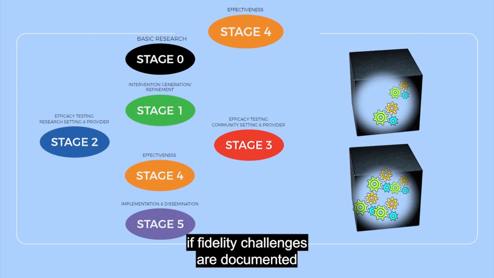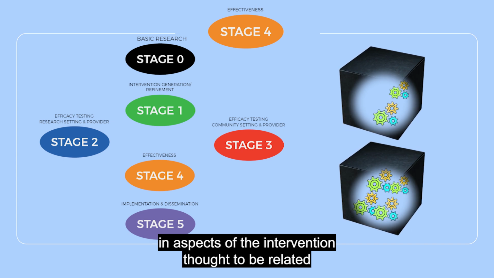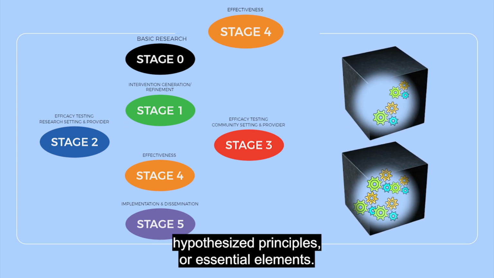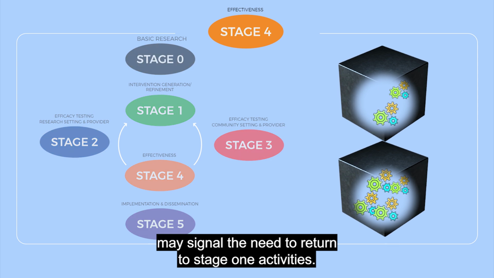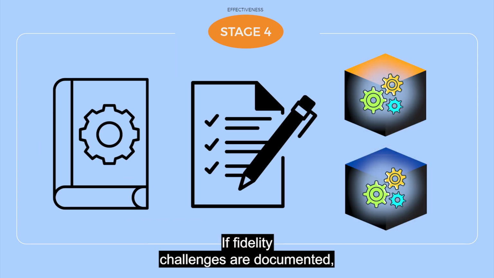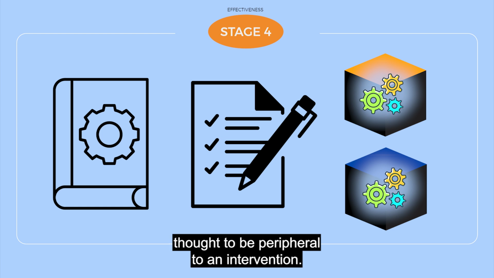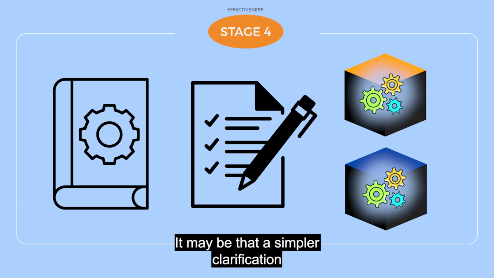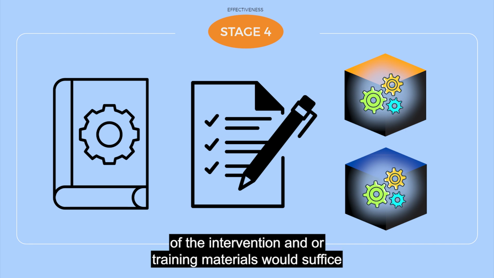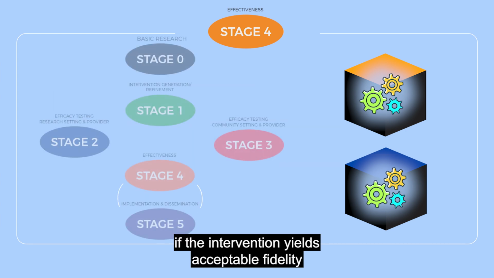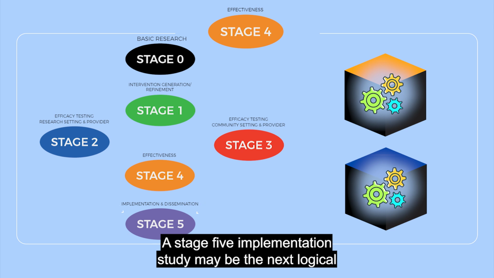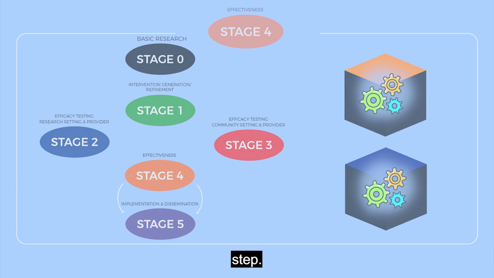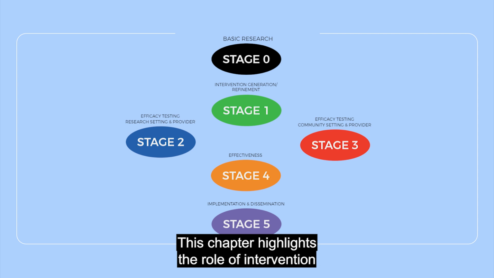If fidelity challenges are documented in aspects of the intervention thought to be related to an intervention's hypothesized principles or essential elements, these documented challenges may signal the need to return to Stage 1 activities. If fidelity challenges are documented with aspects of the intervention thought to be peripheral to an intervention's principles, it may be that a simpler clarification of the intervention and/or training materials would suffice. If the intervention yields acceptable fidelity and effectiveness in a Stage 4 study, a Stage 5 implementation study may be the next logical step. This chapter highlights the role of intervention fidelity in Stage 5 of the NIH Stage Model.